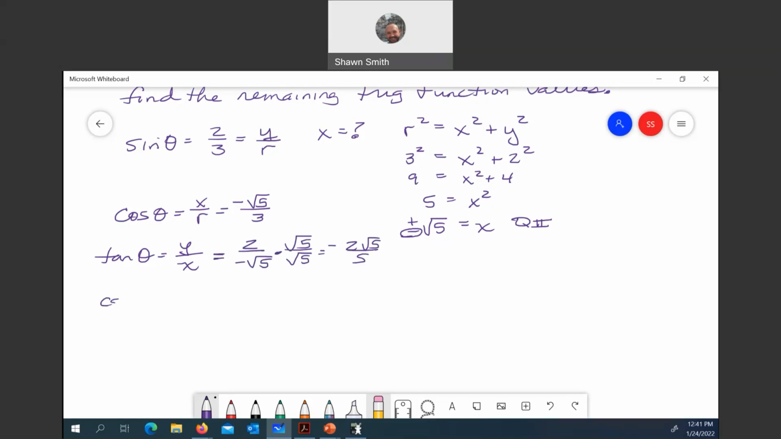Now our reciprocals. Cosecant, flipping 2/3 gives us 3/2. Secant, flipping right here, we have a negative 3 over the square root of 5, and rationalize it: negative 3 square roots of 5 all over 5. And lastly, cotangent. If I flip right here, 2 over the negative square root of 5 is negative square root of 5 over 2.